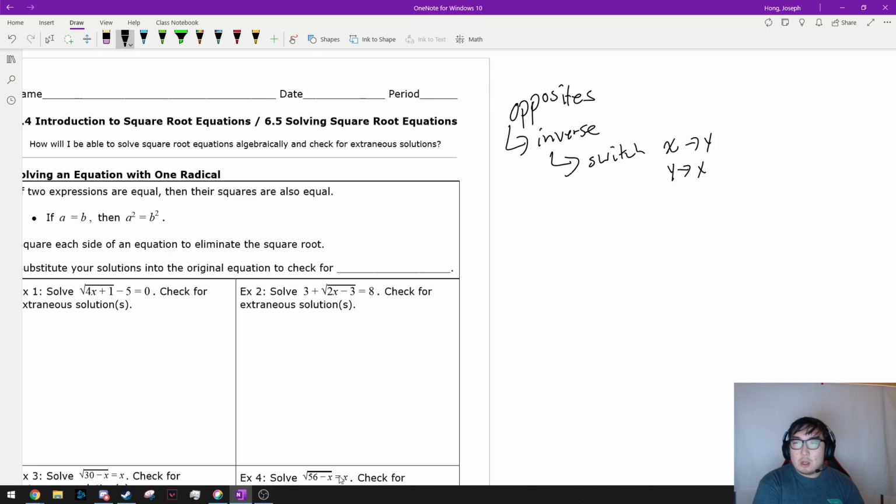Another thing that we can call opposites are operations. And operations, such as addition, have an opposite, which is subtraction. Same thing with multiplying and dividing. And another one that we learned is squaring to square rooting. This is the one that we're going to be talking a lot about today, because we're going to be talking about square root functions and how to solve them.